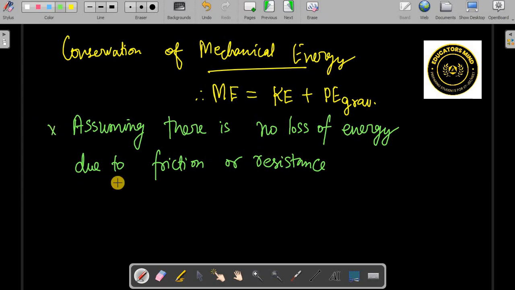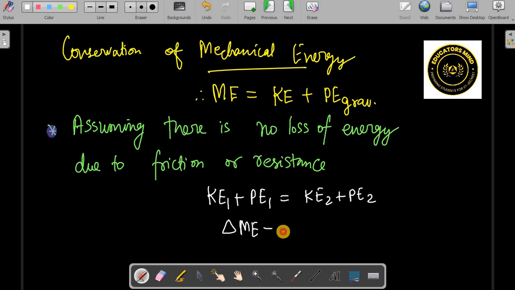If there is no loss happening, that means such kinds of forces are not present at all. If such forces are not present, then we can say that the total energy will remain constant. Total energy means mechanical energy. That means kinetic energy 1 plus potential energy 1 initially is equal to kinetic energy 2 plus potential energy 2. So the change of mechanical energy will be 0. That means change of kinetic energy plus change of potential energy is 0. So change of kinetic energy is minus the change of potential energy, right?